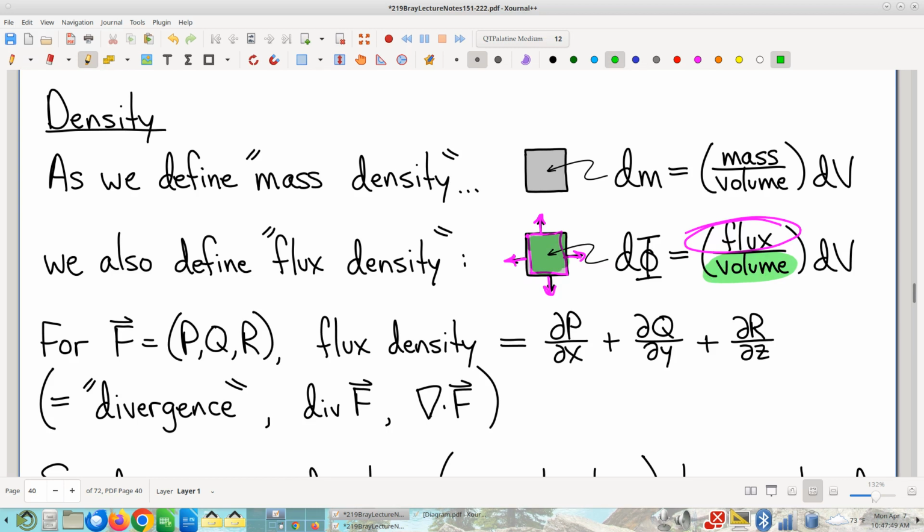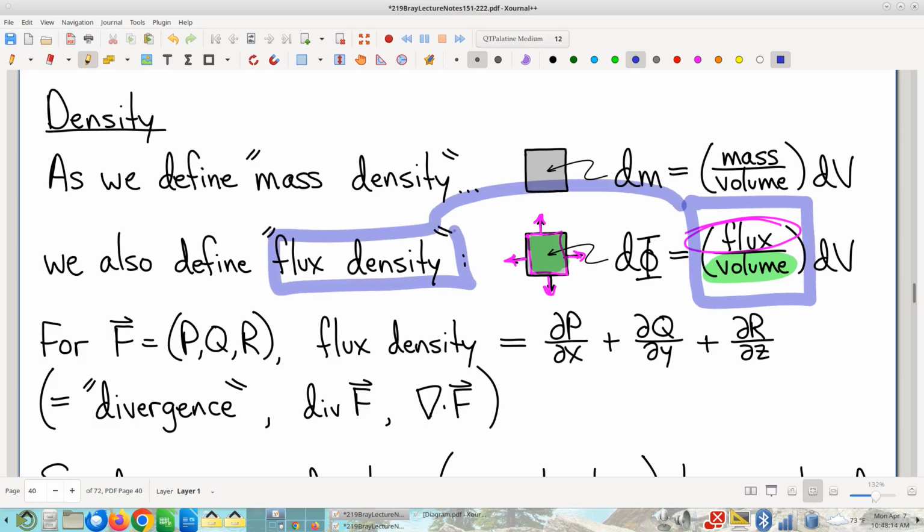By the way, I drew an area just because it's easier to draw, easier to visualize, but this is supposed to be representative of outward-oriented boundary flux through a boundary surface per unit volume inside of that surface. So this idea, flux per unit volume, is what we call flux density. Just like every other density we talked about, we have an accumulating quantity.